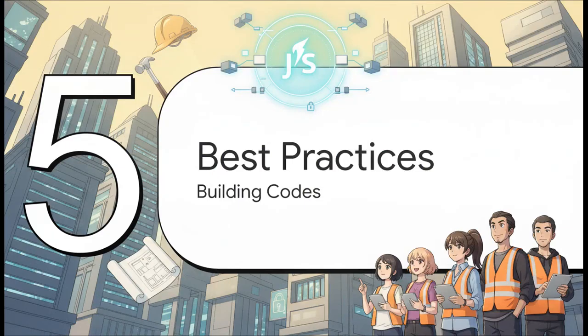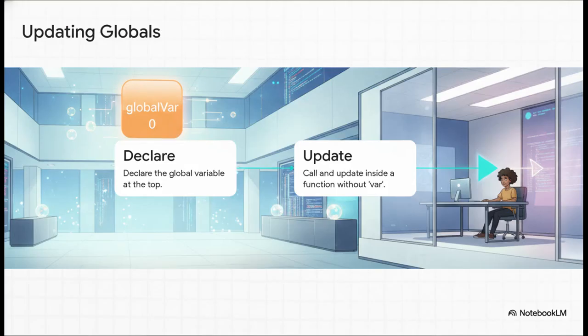Section 5. Best practices for variables. The building codes for clean JavaScript. Let's move to Odoo and see how this builds a robust, bug-free application. A really common scenario is needing a function to update a variable that everything else can see. So how do we do that legitimately? Step 1, declare your global variable at the top of the file, in the lobby. Maybe set it to 0.